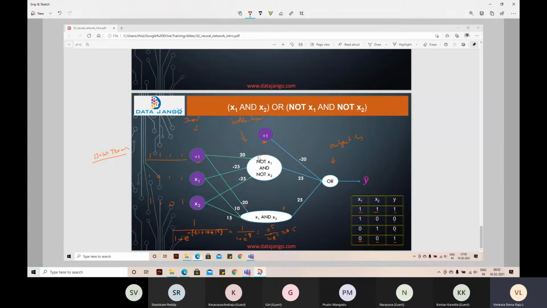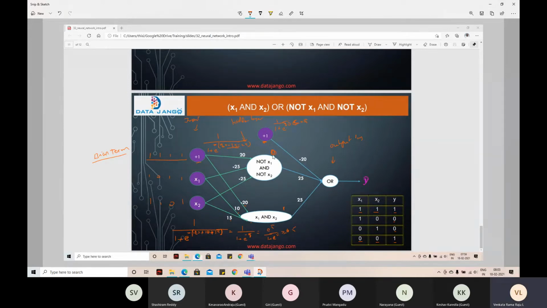If you pass these values to this node, this is also logistic regression. What happens here? 1 by 1 plus e power minus of plus 20 minus 25 minus 25, right? Is that correct? Plus 20, 1 into minus 20, minus 20. This is a negative number, so this is going to be 0. Is this a negative number? Minus 50 plus 20 is going to be minus 30. Minus of minus is positive, so it's 1 by 1 plus e power 30. The denominator is too high, so it's going to be less than 0.5.